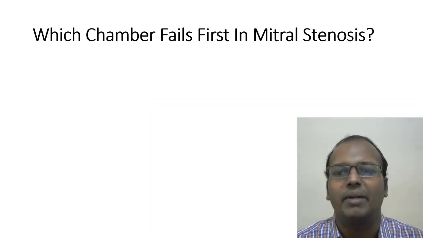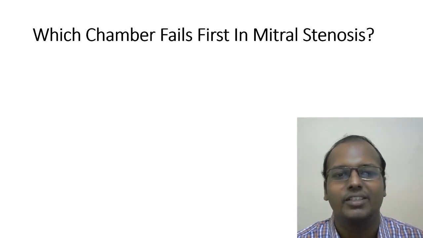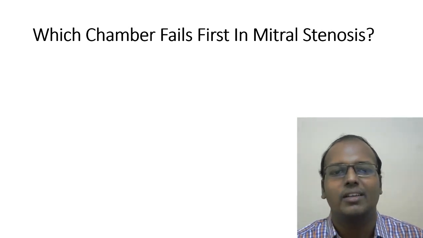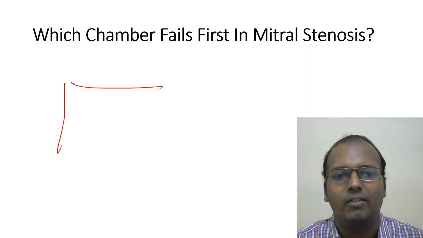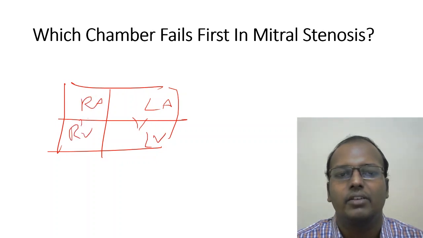Which chamber fails first in mitral stenosis? A very, very important and very interesting question. Very easy question as well. This mitral valve, where is it? Basically it is situated between your left atrium and left ventricle. Right atrium and right ventricle, there is your tricuspid valve. So when this valve is not opening properly, what happens is this chamber enlarges.